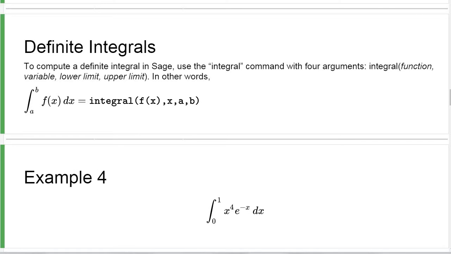To do a definite integral in Sage, it's the same command, the integral command. You just add a couple extra arguments. You put the function you want to integrate, the variable of integration, which is usually x for us, and then the a and the b, the upper and lower limit. So lower limit's a, the upper limit's b. It's a comma b here on the end. It's in that order, so lower limit first, upper limit second.